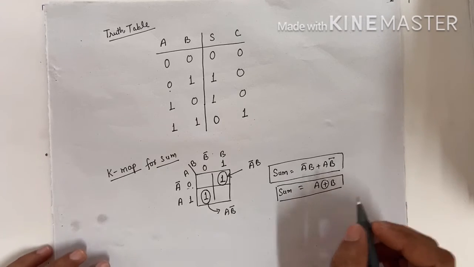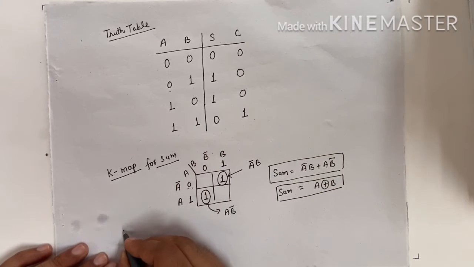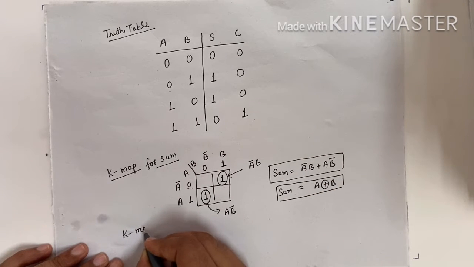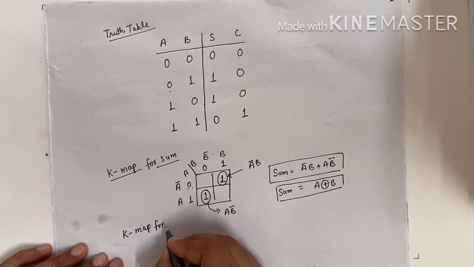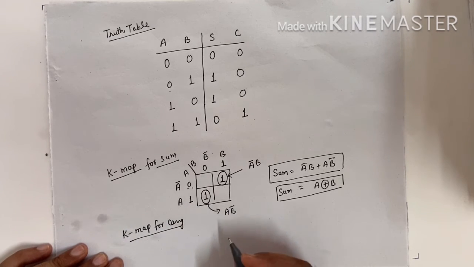Now we have to develop the K-map for carry. So we put the heading K-map for carry. We develop the K-map similarly in this way.